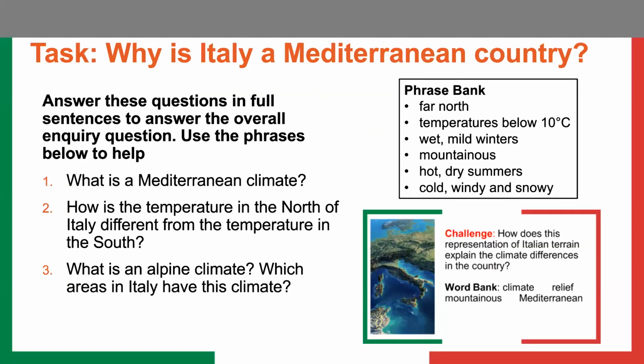So your task is to look at why Italy is a Mediterranean country. You've got some questions here. You've got 3 questions that you need to answer. Remember, when we're answering these questions, you need to use full sentences. So question 1: what is a Mediterranean climate? You need to answer that. A Mediterranean climate is, and then you're going to discuss what a Mediterranean climate is. Now, we've had a look at that in this lesson. So if you need to go back in the video, you can remind yourself about what a Mediterranean climate is.